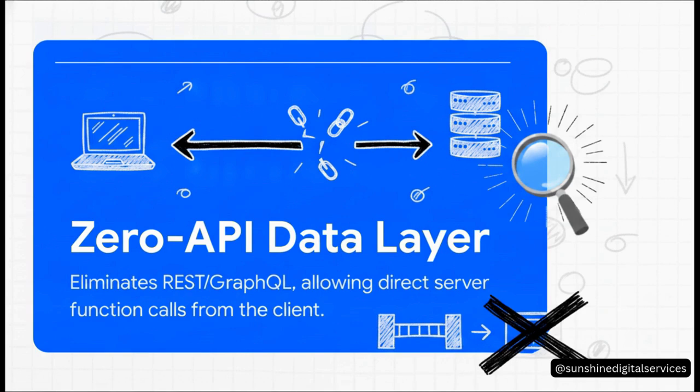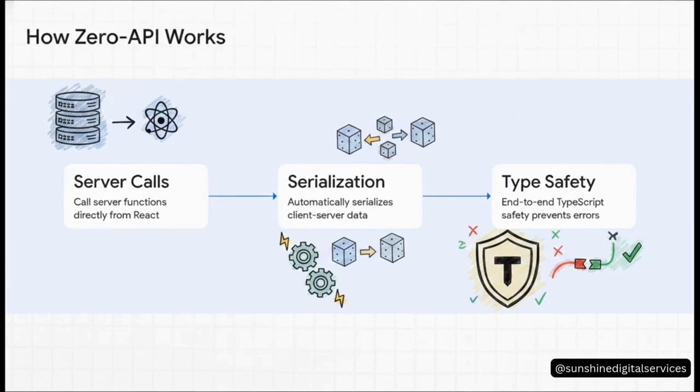Just imagine updating a user profile without ever writing a post route. Imagine dropping complex state management libraries that exist just to hold server data. It's all gone. You literally just import a server function right into your React component and call it. So how does this invisible magic actually work? Let's break it down step by step.